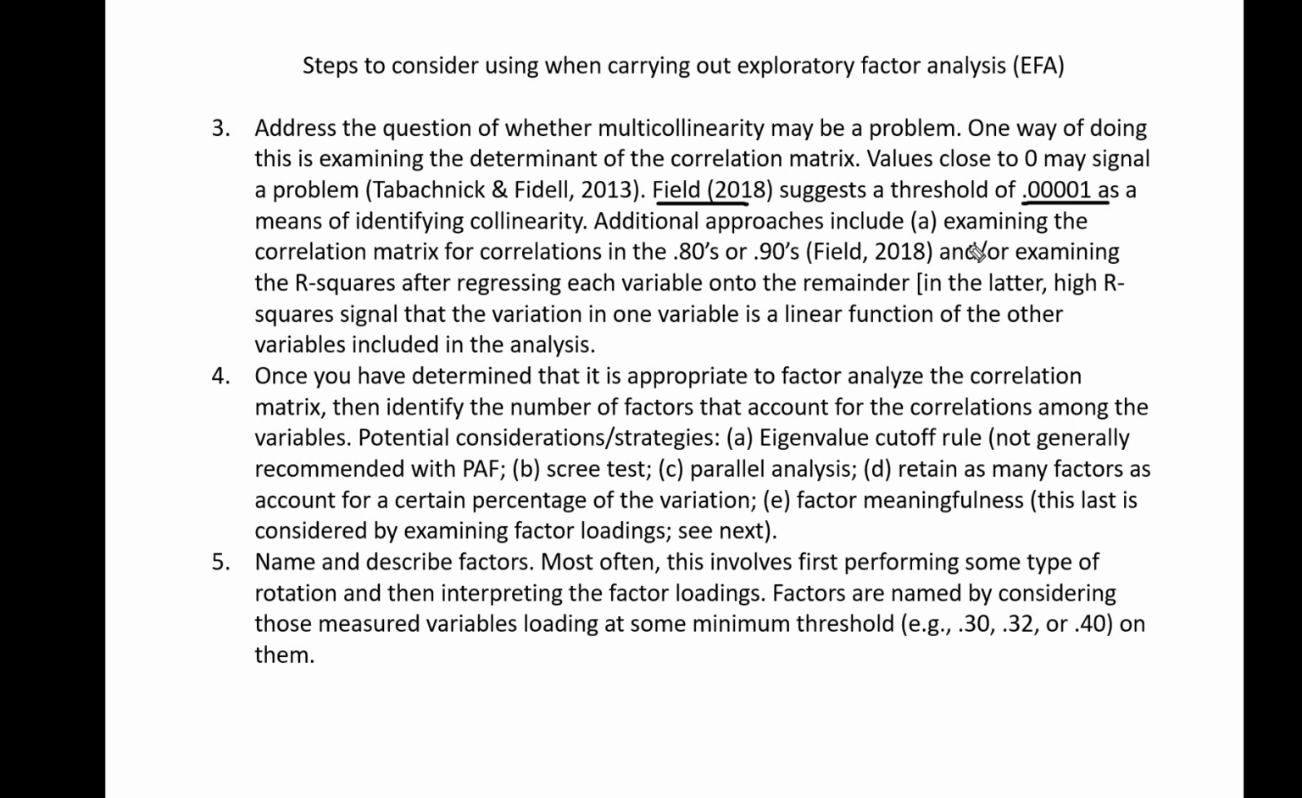There are some additional approaches that you could consider, which would include examining the bivariate correlations among your variables and seeing if there are any correlations falling in the 0.8s or 0.9s, which may signal a problem. Or we could examine the R-squares after we regress each variable onto the remaining variables in your analysis. This is an approach that's suggested by Tabachnick and Fidell.